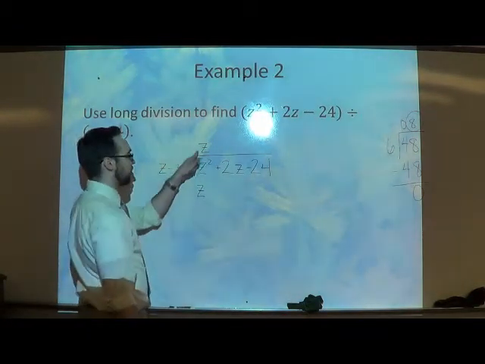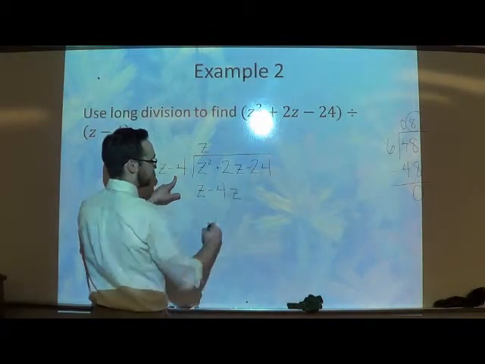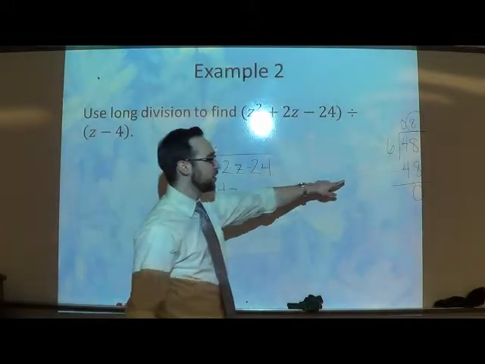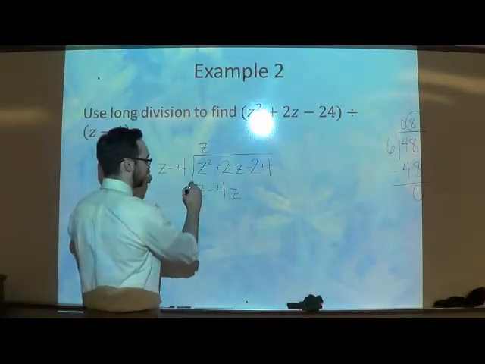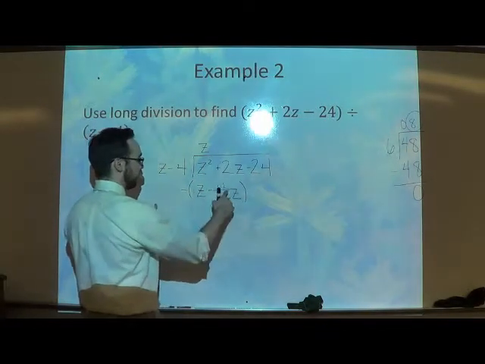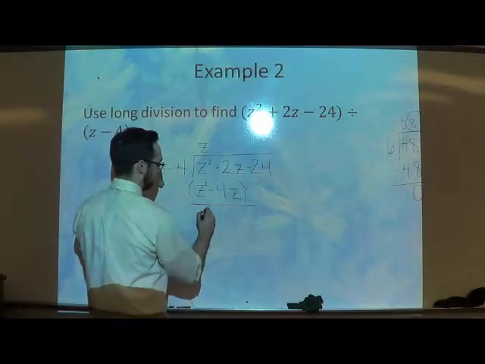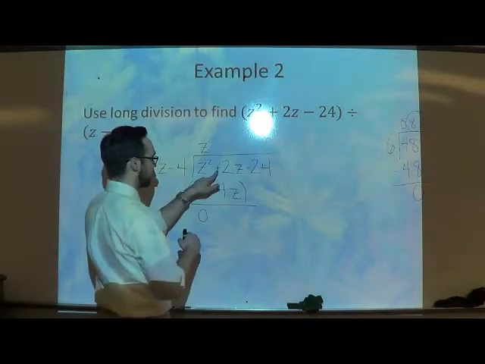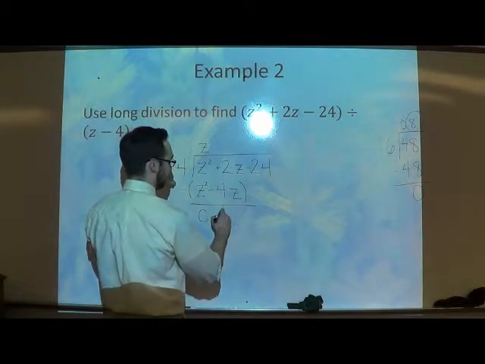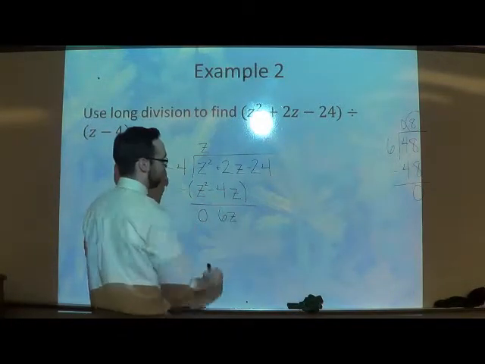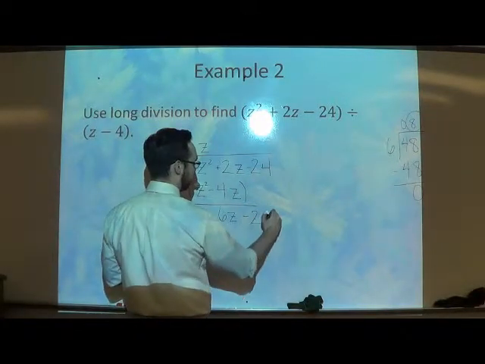Because z times z is z squared. But then I want to distribute that. So z times negative 4 is minus 4z. Now just like over here, we subtract. So I want to subtract here, which means I'm really going to distribute that negative to the whole thing. So z squared minus z squared gives me nothing. It cancels out. 2z minus a negative 4z actually adds it, so we end up with a positive 6z. And then I bring this down. So then I have minus 24.